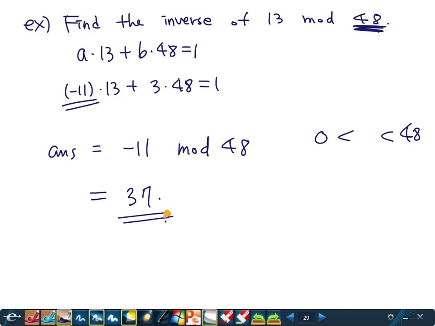So the Euclidean algorithm is not only useful for finding the GCD, but you can also use it to find the inverse mod something. Without using the Euclidean algorithm, this can be a very tough problem. You need to consider many, many cases. But using the Euclidean algorithm, it is kind of routine.